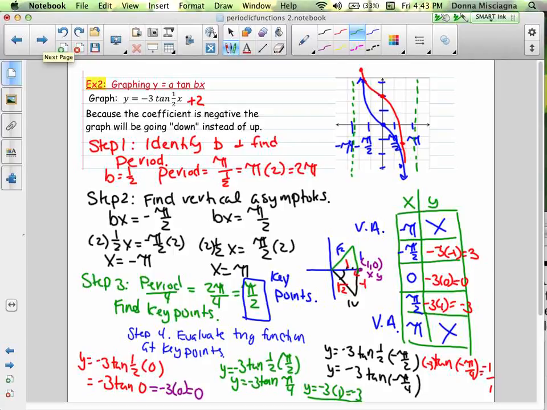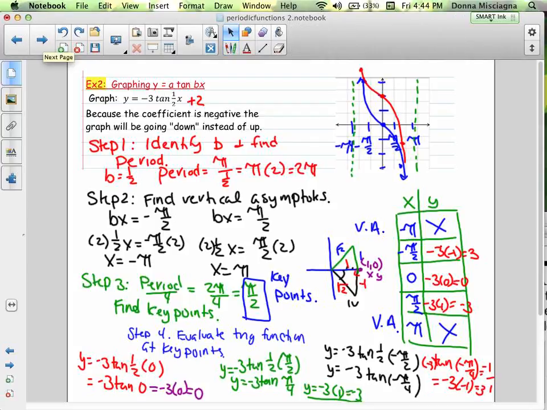And y equals negative 3 tangent negative pi fourths. All right, that's going to be negative 3 times negative 1 over 1. That's going to be the same as negative 3 times negative 1, or positive 3. So that's where our 3 graph values came from.